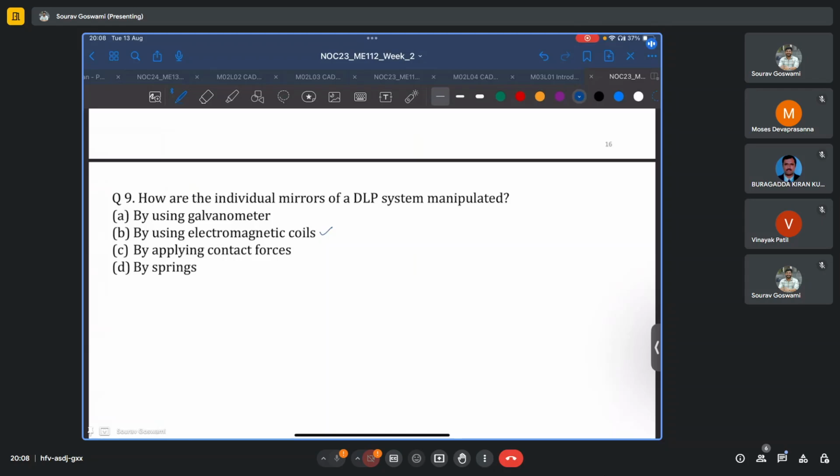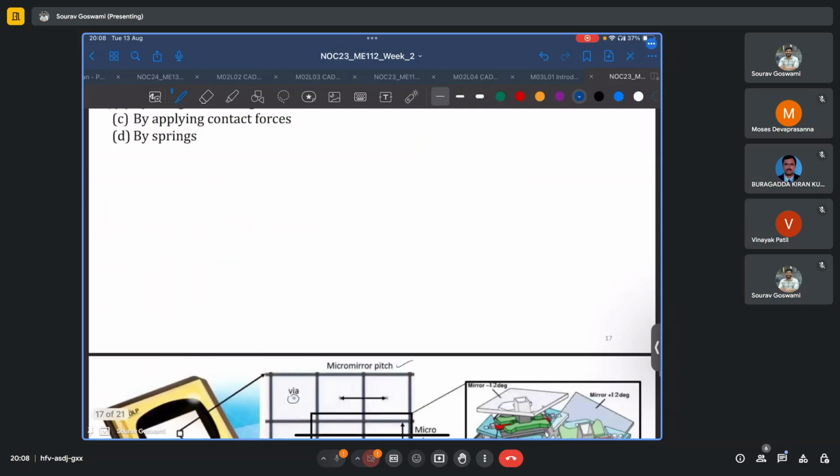Galvanometer is a scanning system which uses a pair of mirrors for quick deflection of the incoming beam, and it has very low inertia, thus we can have very quick scanning. No contact forces are involved here, and neither are springs. All actuation occurs using electromagnetic coils.